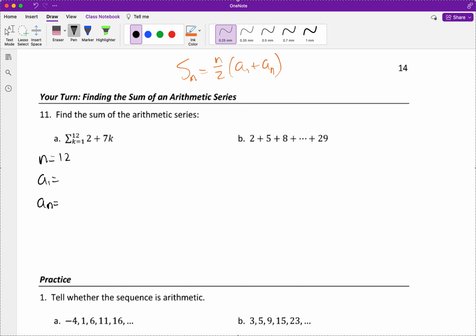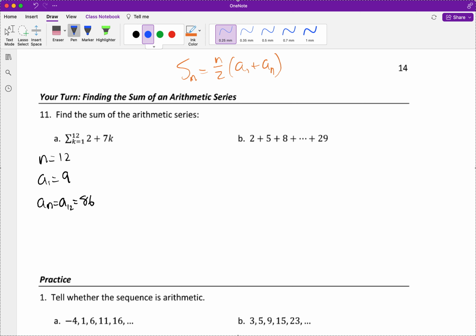A1, I'm going to plug it into the formula. So don't just look at this and say, oh, it's 2, because that's the y-intercept. Remember, the y-intercept is different than the first term. So I plug in 1, and I'm going to get 2 plus 7 times 1. That's going to be 9. And then AN, well, that's really A12, because n is 12 this time around. And so I'm going to do 2 plus 7 times 12, and that's going to equal 86.